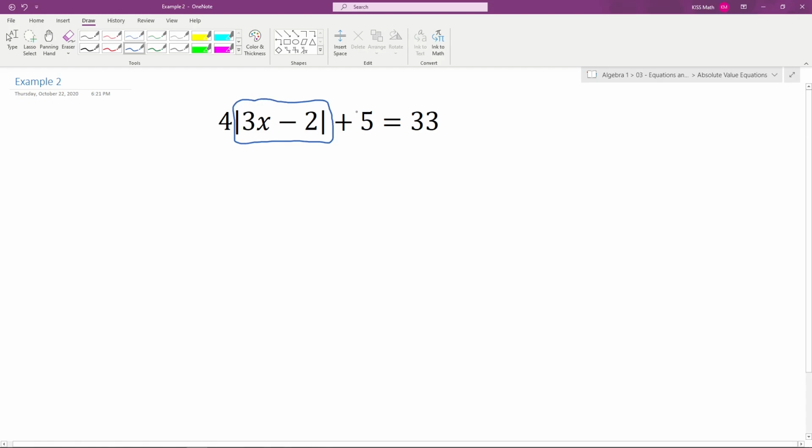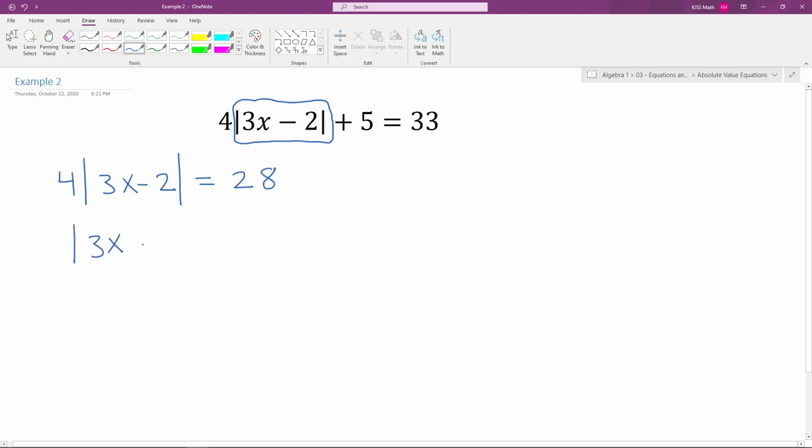I'm going to move off the 5 and move that to the other side and then divide by 4. So we'll have 4 times the absolute value of 3x minus 2 equals 33 minus 5 is 28. Then I get rid of this 4 by dividing it off.